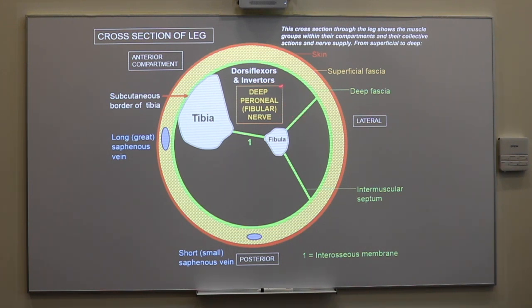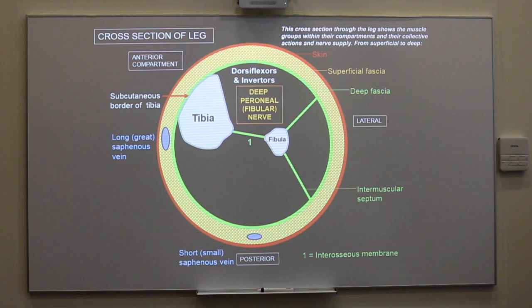This compartment is mainly dorsiflexor, and it has one inverter of the foot. So it has mainly dorsiflexors and one inverter of the foot. The nerve supply here is the deep fibular nerve. The muscles you see in the anterior compartment are extensor muscles, because in front of the ankle joint, whatever is going to go is going to cause extension of the ankle joint. But extension can be called dorsiflexion.